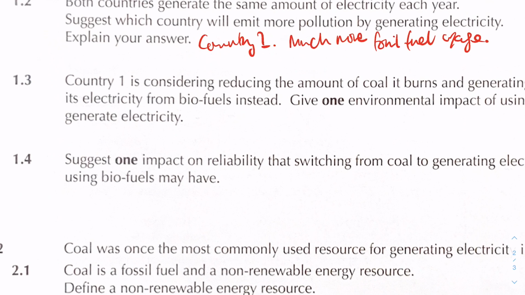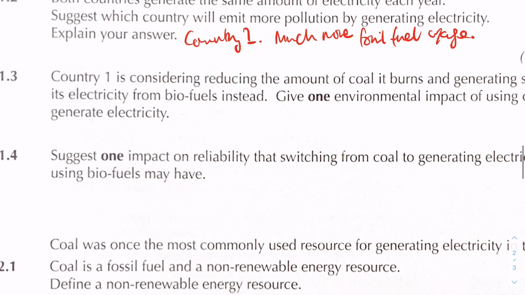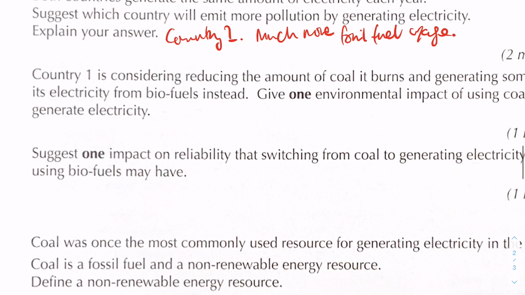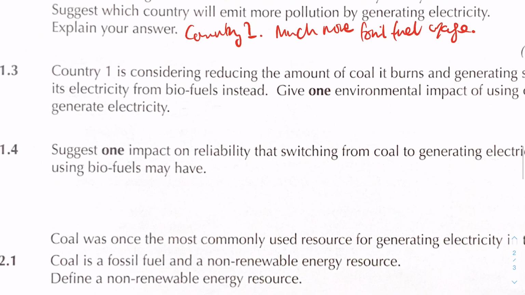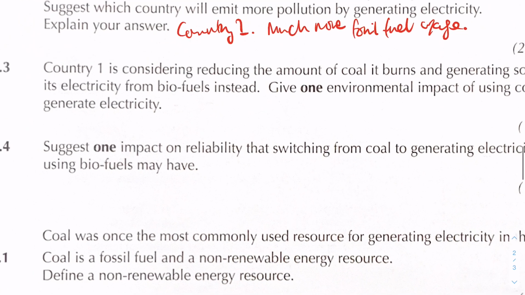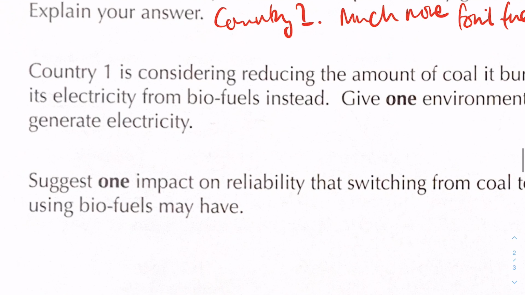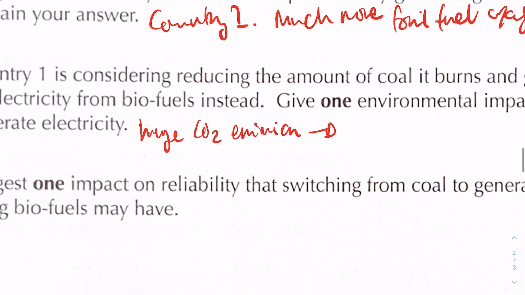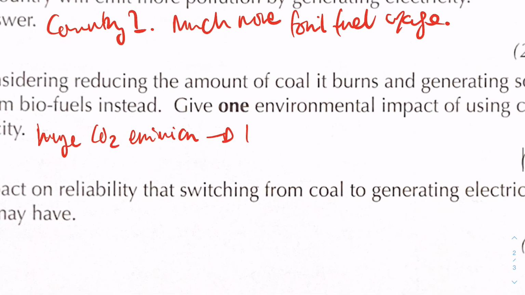Country 1 is considering reducing the amount of coal it burns and generating some of its electricity from biofuels instead. Give one environmental impact of using coal to generate electricity. Well, I'll put huge CO2 emission, which leads to global warming.